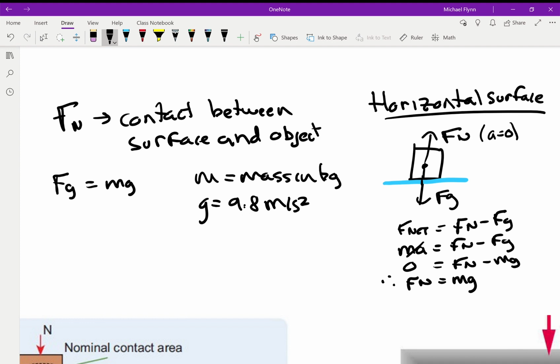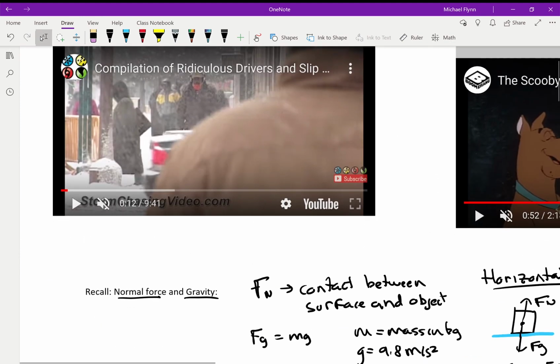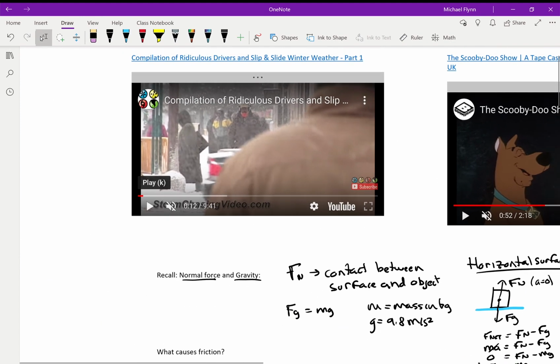So that's just a little reminder of what the normal force is. It's the amount of contact between you and the floor. And then what gravity is. Gravity is your weight, and we calculate your weight by just going mass times 9.8, and we do that every single time.